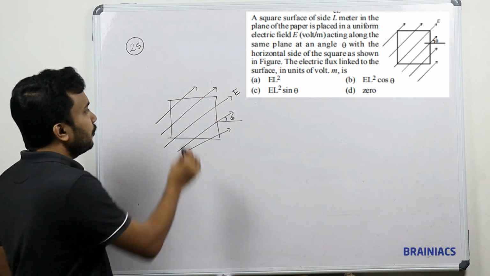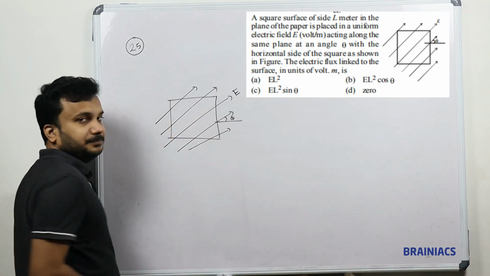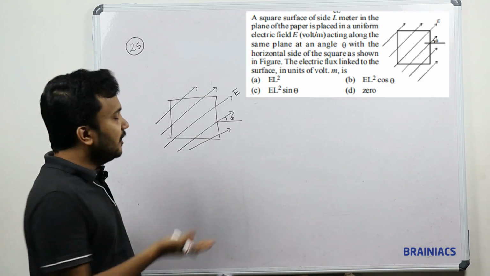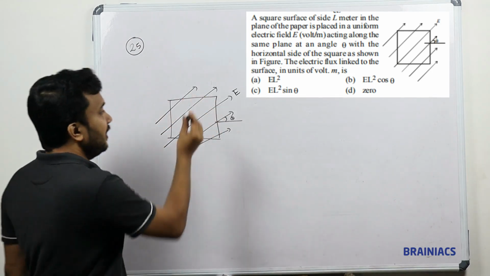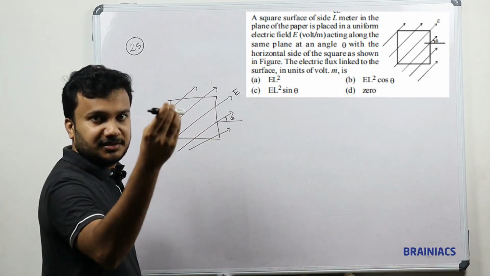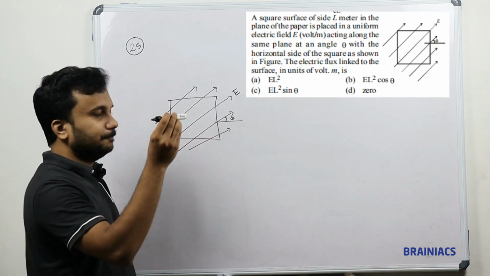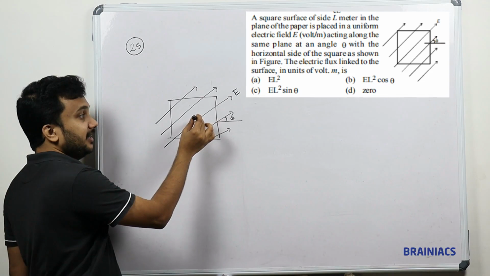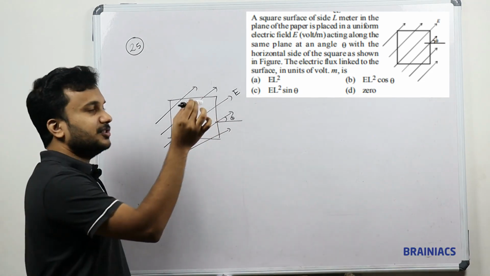So for this plane sheet, what is the area vector? I can say it in two ways. On this plane surface, for the surface which is facing us, the area vector is coming outside like this, towards you. The electric field is coming towards you. This is called the area vector. The area vector is perpendicular to the surface.